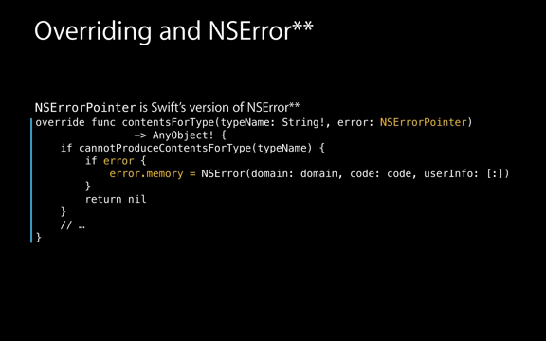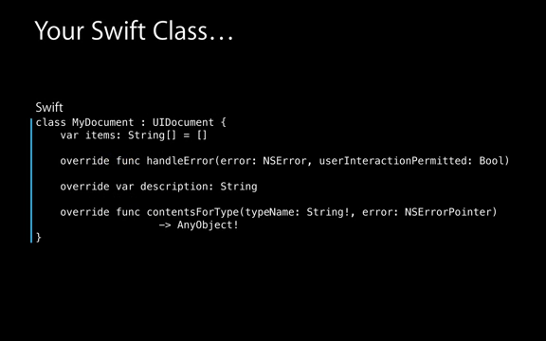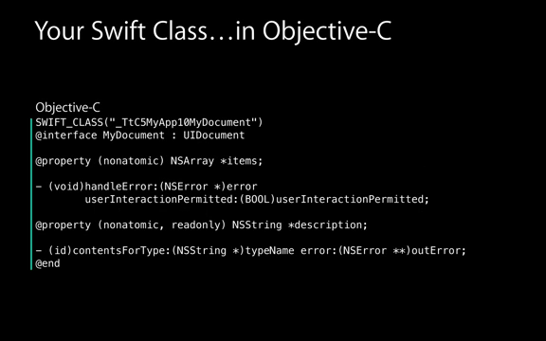Now let's take a look at the Swift class that we've been building here. We have MyDocument. It inherits from UIDocument. It has a property in it. It has some method overrides. It's just a Swift class through and through, but all of this is accessible directly in your Objective-C code. So if you were to project this into Objective-C, it would look like this.